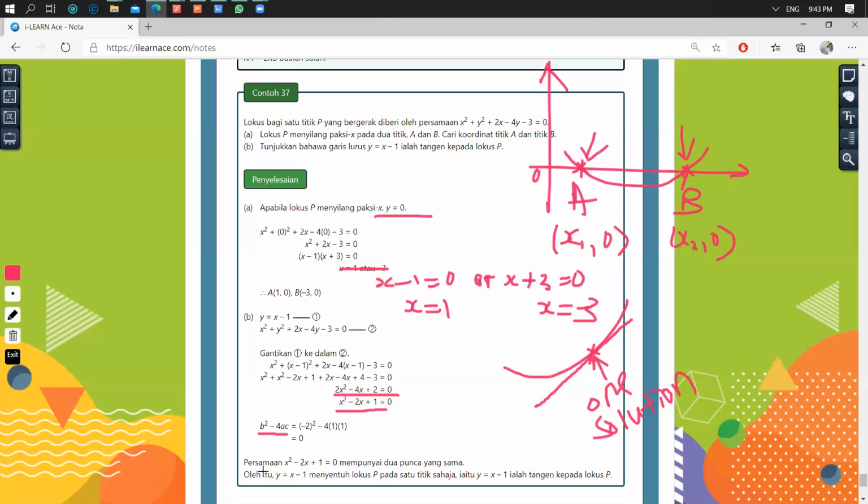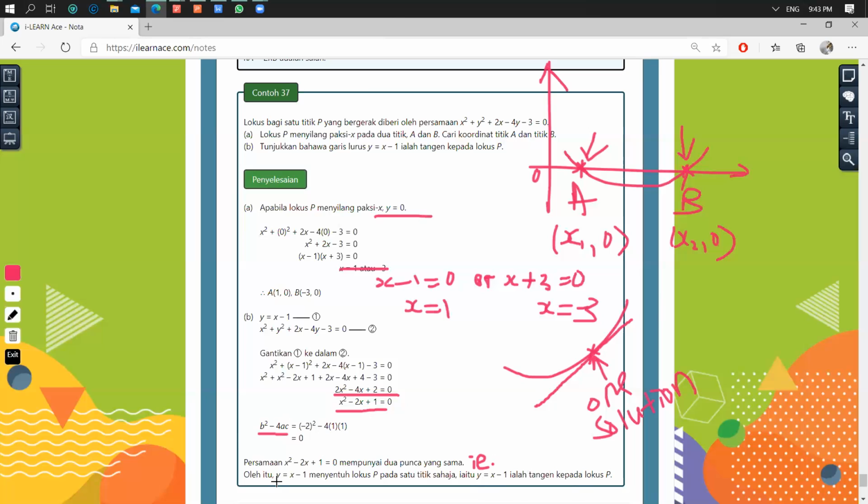Or you can write like what they say: the equation x squared minus 2x plus 1 equals 0 has two equal roots. Therefore, this line touches locus P at one point only. Yeah, it should be i.e. Usually in English you write i.e. That is, this line is a tangent to the locus P. Okay, they use this to explain that this has two equal roots, meaning touching at one point.